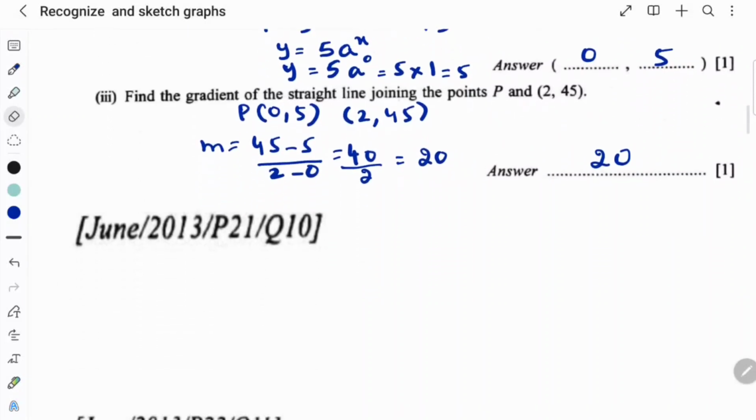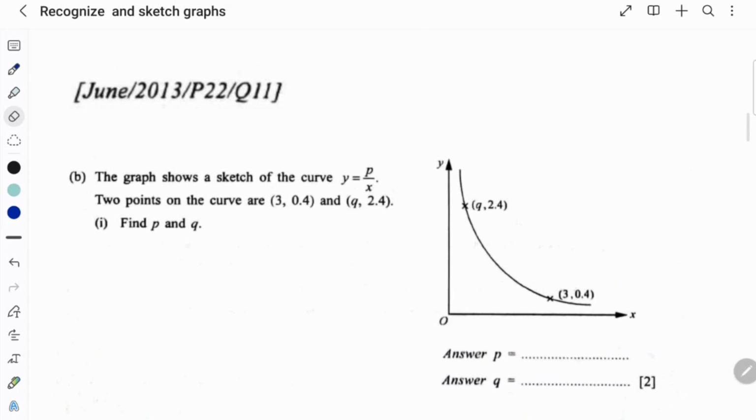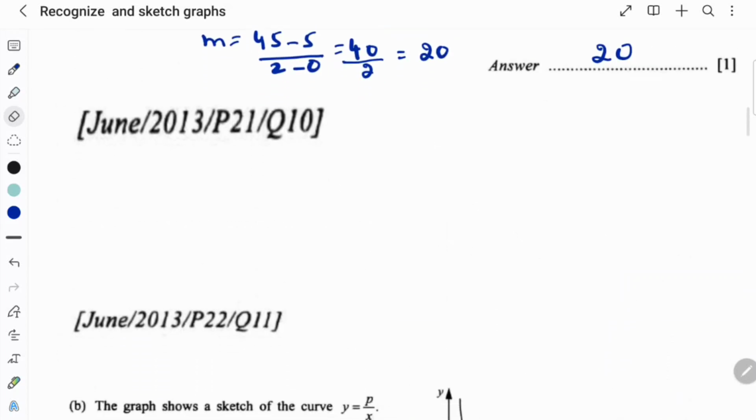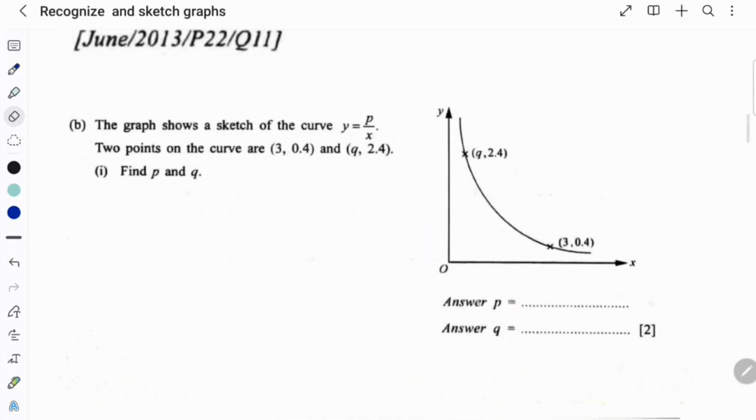Alright, now June 2013 paper 2 14024 question 10, and okay, that was for 2-1, the previous one. The same year, June 2013 paper 2-1 question 10. Now we are doing June 2013 paper 2-2 question 11. Same type of question came in this paper as well. The graph shows a sketch of y is equals to p over x, and that is a reciprocal function.